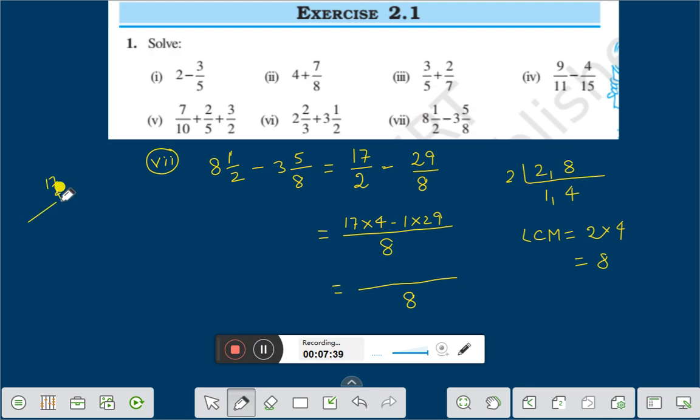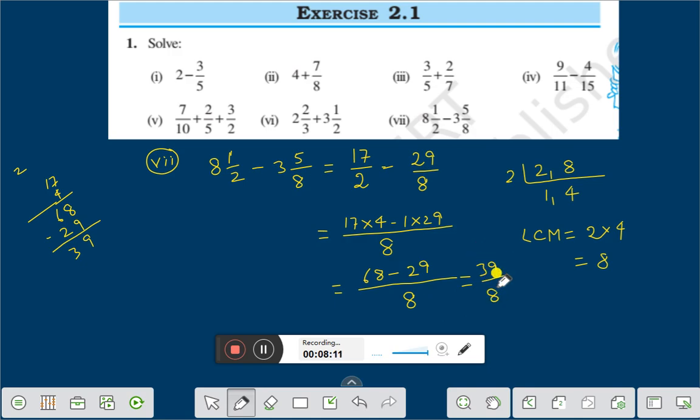4 sevens are 28, 8 carry, 4 ones are 4 plus 6 is 6, that is 68, minus 29. If we subtract it, we are getting 68 minus 29. 8 minus 9 cannot be done, so 18 minus 9 is 9, 5 minus 2 is 3. We are getting 39 by 8.